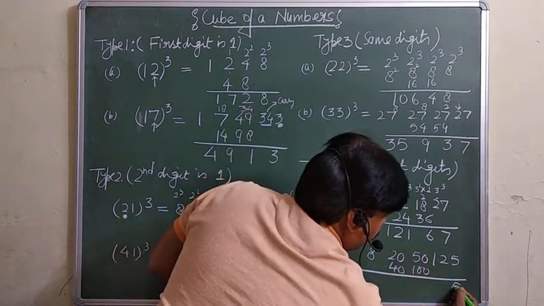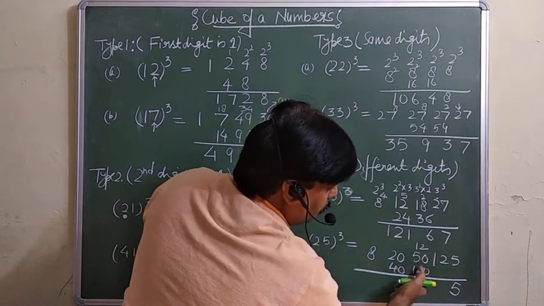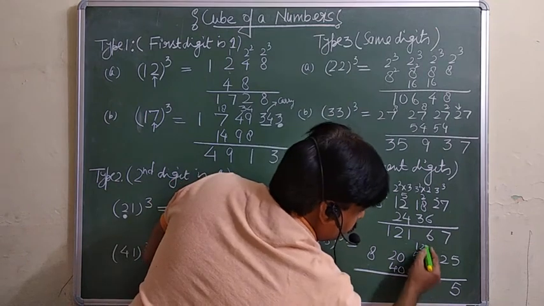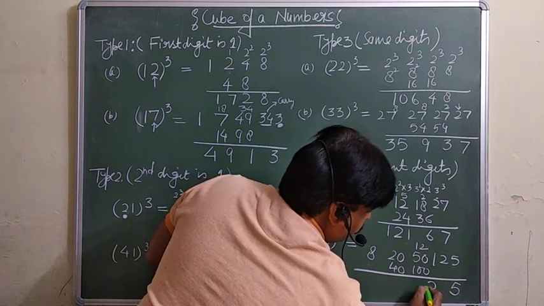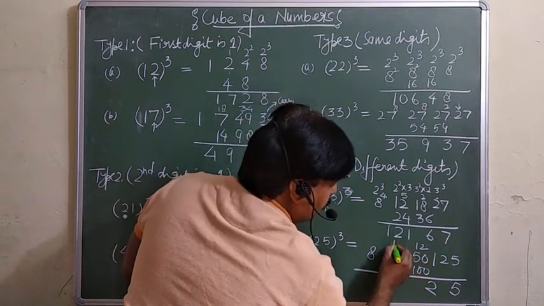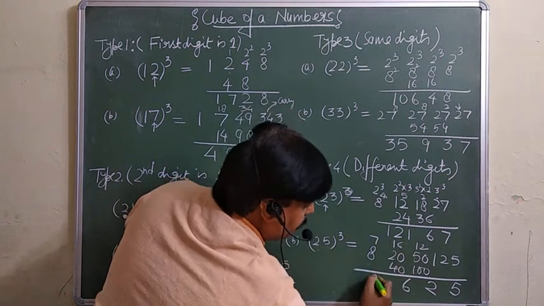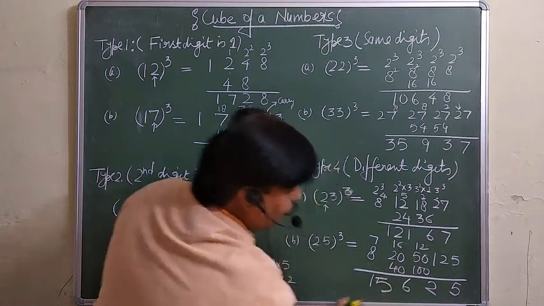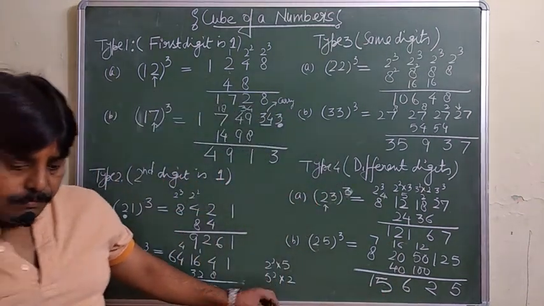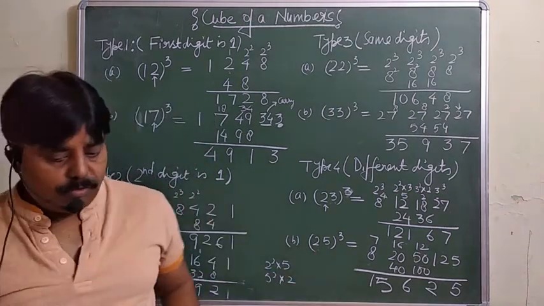125. 5 will come here and this 12 is a carry. 12 you must add here. So this is 162. 2 will be here. 150, 162, 2. So 16 is a carry. 16 must be added here: 6, 7. 7 will be added here, 15. So 15625 is the cube of this number. Have a look.